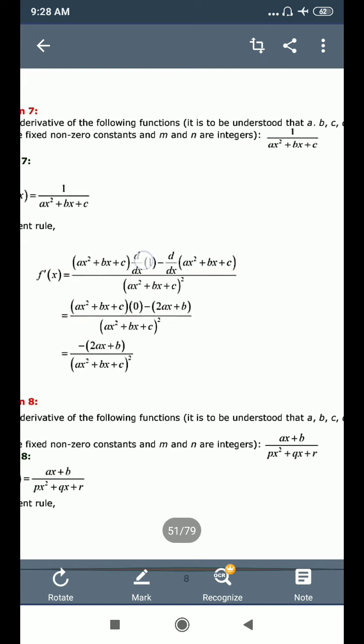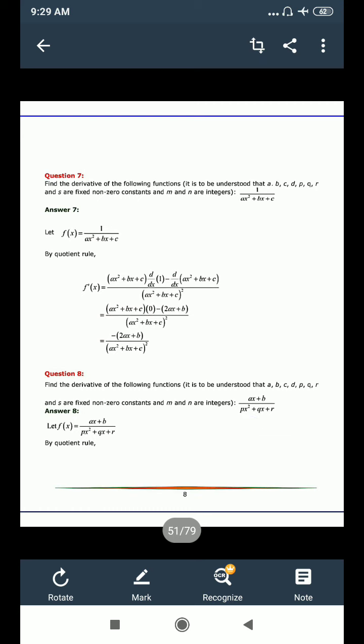Over here differentiation of 1, we know it is equal to 0, and ax square plus bx plus c. First ax square, derivative of ax square. So a we will keep outside and we will differentiate x square, that will be 2x. So it will be a into 2x. Differentiation of bx, b will keep outside, and differentiation of x is 1, so it will be b only, and then differentiation of c is 0. So derivative of ax square plus bx plus c is 2ax plus b divided by ax square plus bx plus c whole square. Now you just simplify it and you will get the answer.